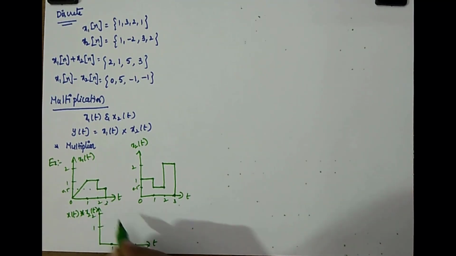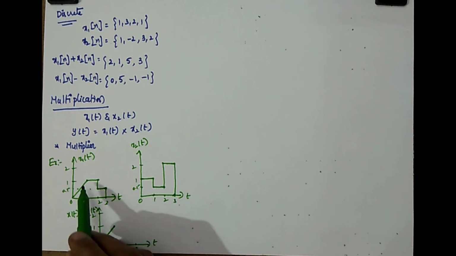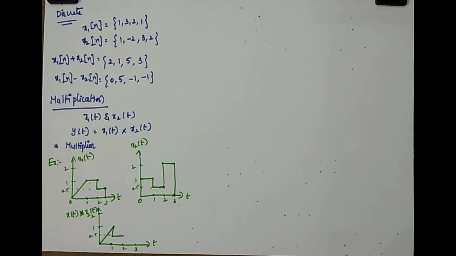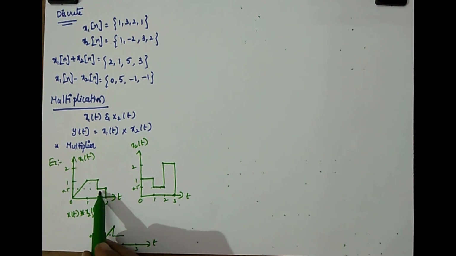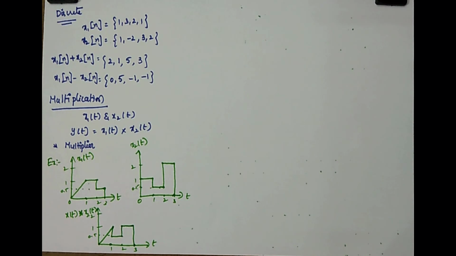That be 1 and 2. Okay, between 1 and 2, x1 of t is 1 and x2 of t is 0.5. So 1 into 0.5 is 0.5. So it goes to 0.5. So between 1 and 2, it remains at 0.5. Between 2 and 3, x1 of t is 0.5 and x2 of t is 2. 2 into 0.5 is 1. So this goes to 1. So at 3, both are 0, so it is 0. Okay. So this is your multiplication.